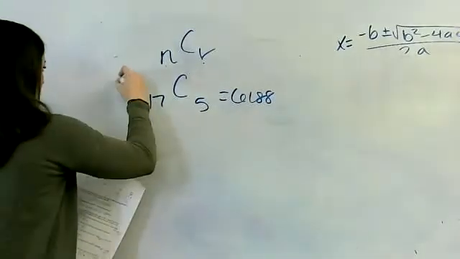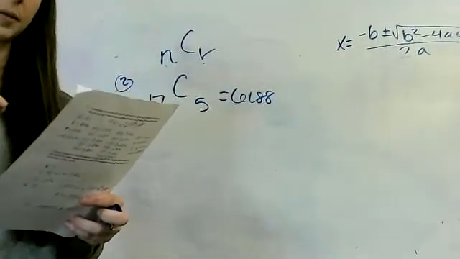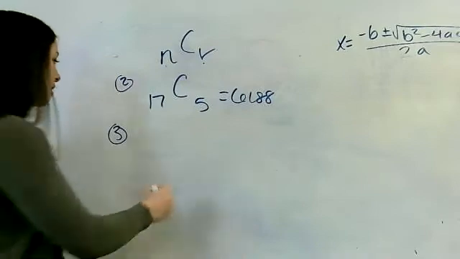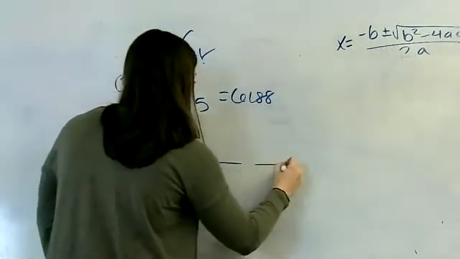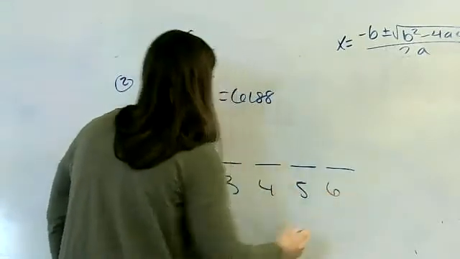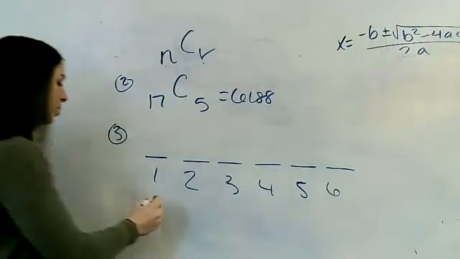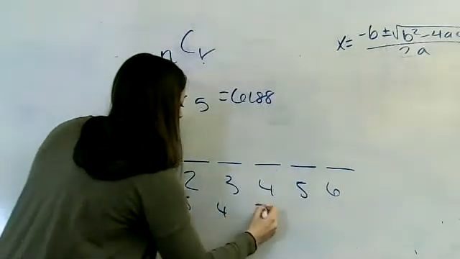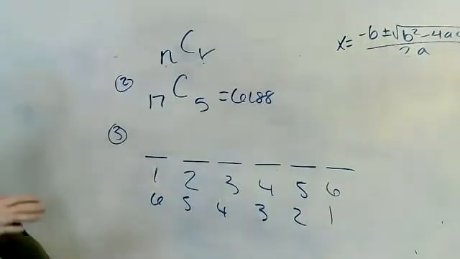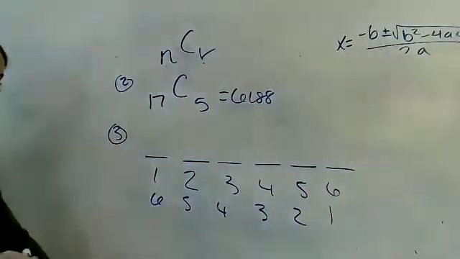This was number 2. So number 3 then is asking how many passwords are possible for a 6-digit iPhone password. So let's think about this. If my 6-digit iPhone password was 1, 2, 3, 4, 5, 6, and this was my correct password, if I put 6, 5, 4, 3, 2, 1 into my iPhone, is that going to unlock my phone? No, you have to have the order correct.